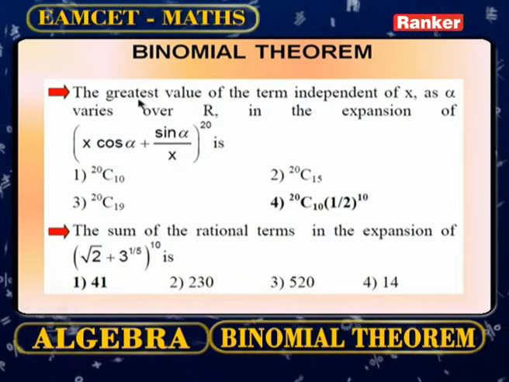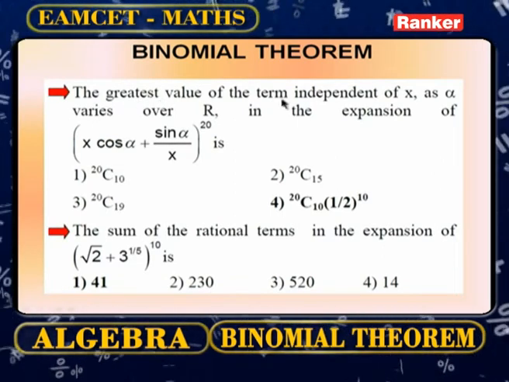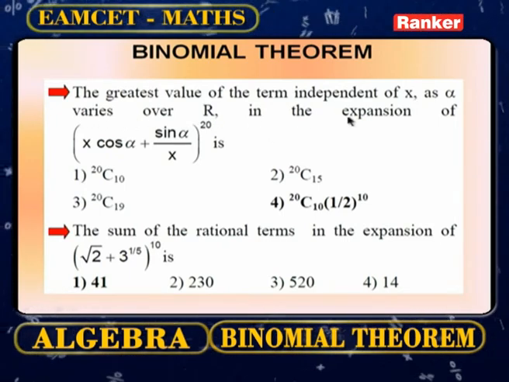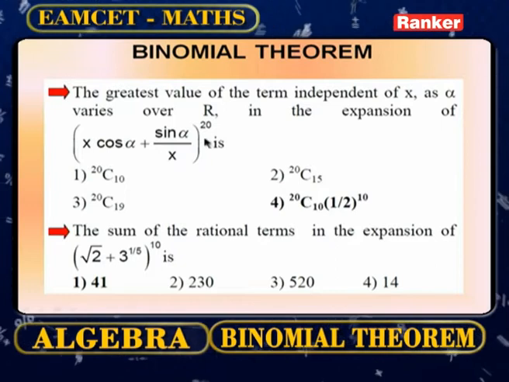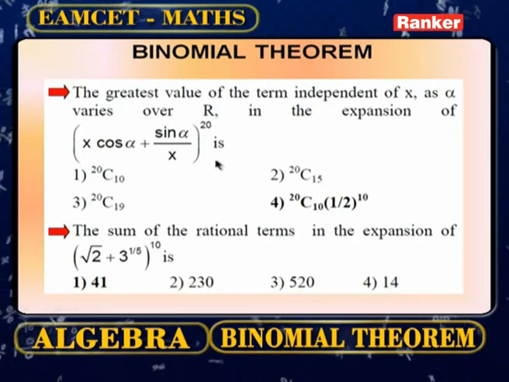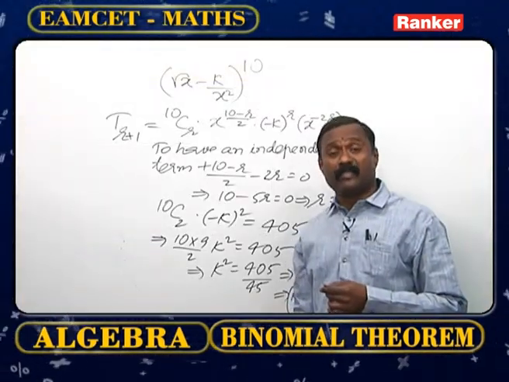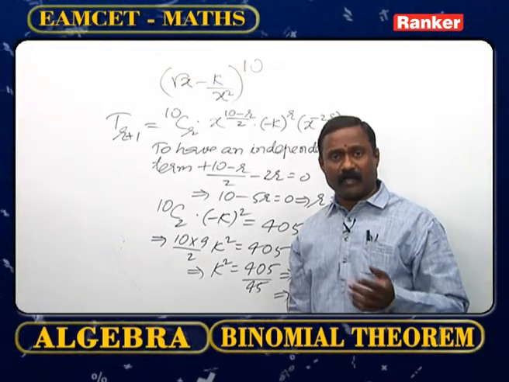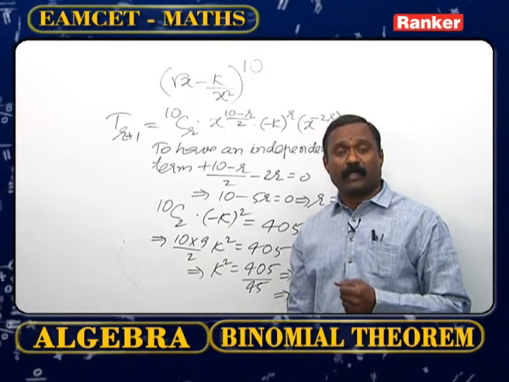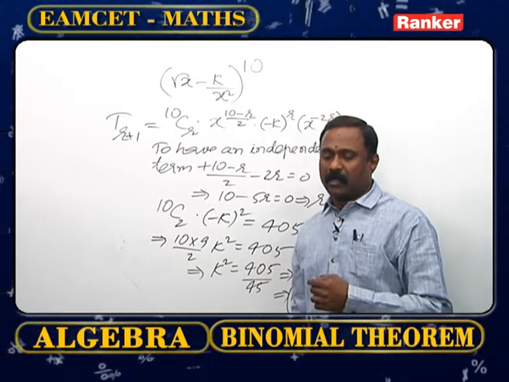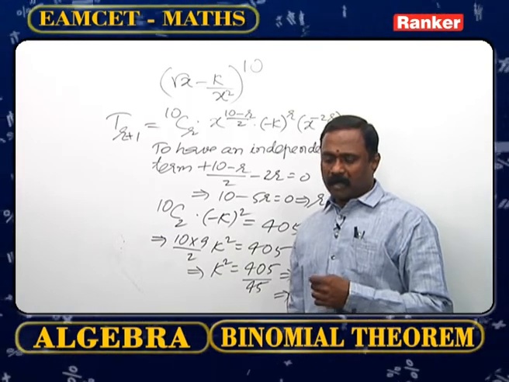It is also similar. Find the greatest value of the term independent of x, as alpha varies over R, in the expansion of (x cos alpha plus sin alpha divided by x) whole power 20. You can do that in a similar way, and you know the range of sin alpha and cos alpha: the closed interval minus 1 to 1. Based on that, you can solve the problem. Okay, now let's go to the next one.